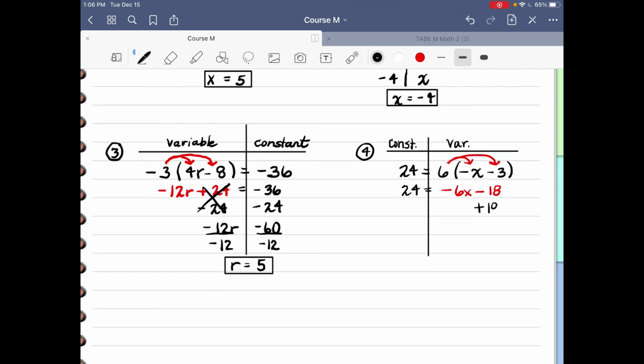So I'm going to move the 18. Cancel, copy. And this leaves me with 42 on the constant side. Then divide by -6. Cancel. Copy. That's a -7. And then standardize. So the answer to number 4 is -7.